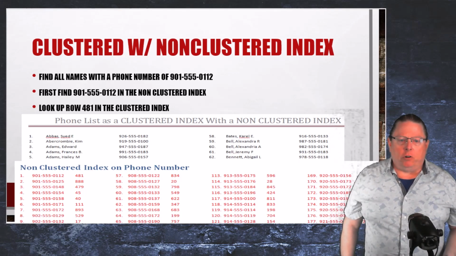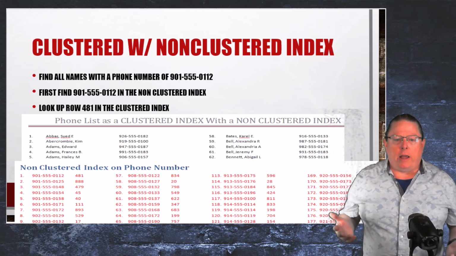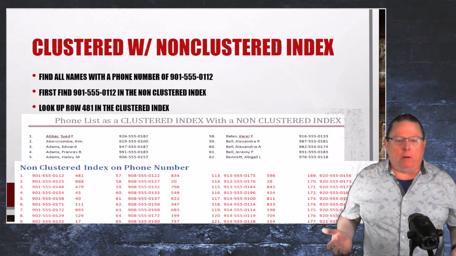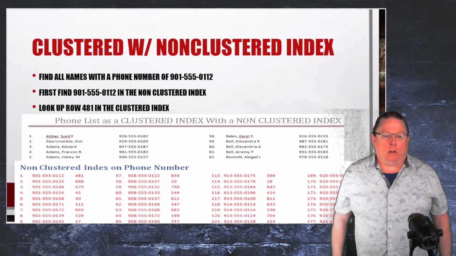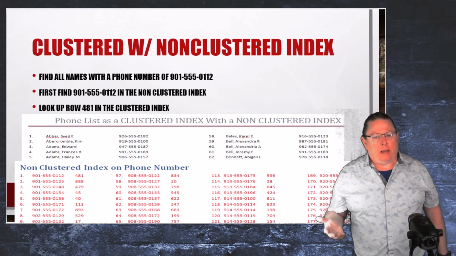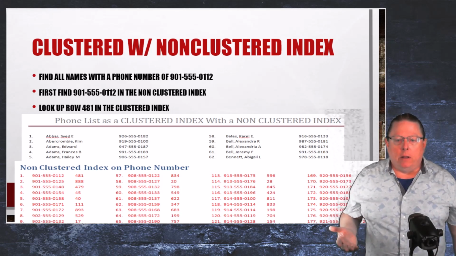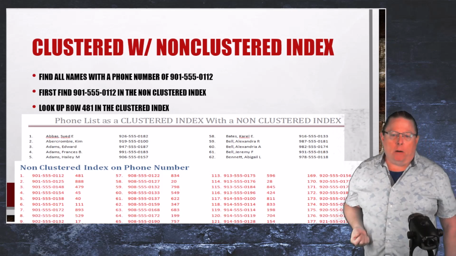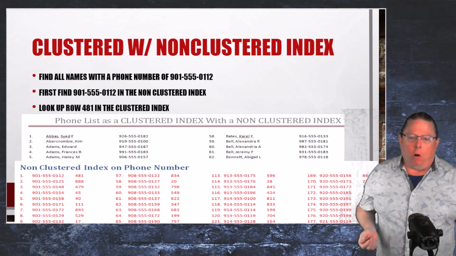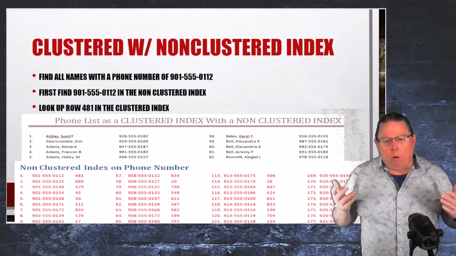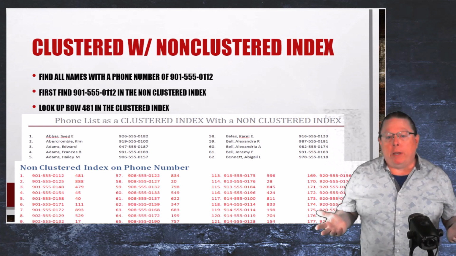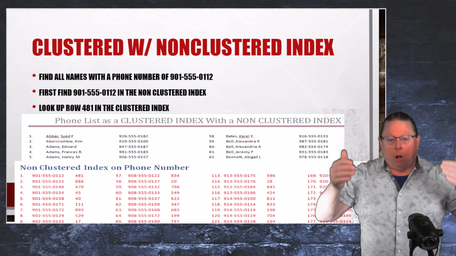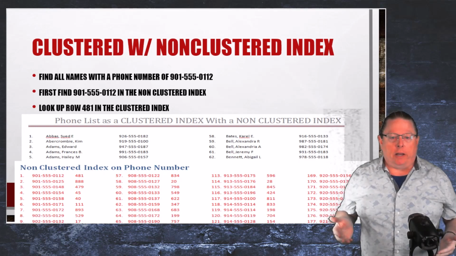If we have a clustered table where it's sorted alphabetically based off of last name, comma, first name, middle initial, and a non-clustered index that's sorted by phone number, that gives us more power when we're searching to be able to find things quickly. So if we wanted to find all of the names with a phone number of 555-0112, well, for that case, if all we had was a clustered index, we'd have to scan through all of the rows in that clustered index to find that.